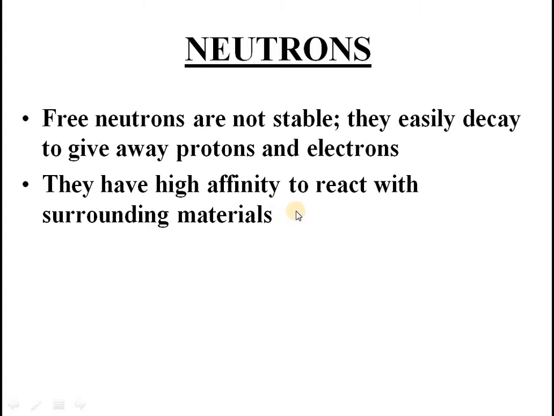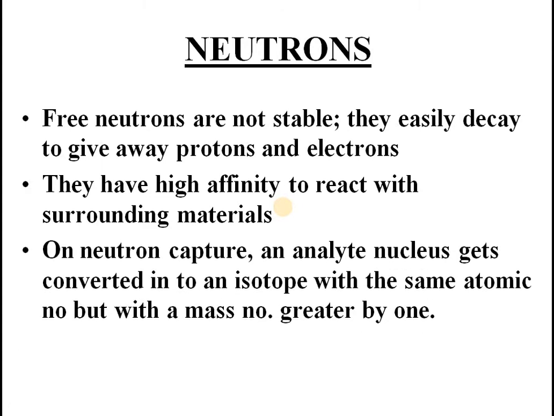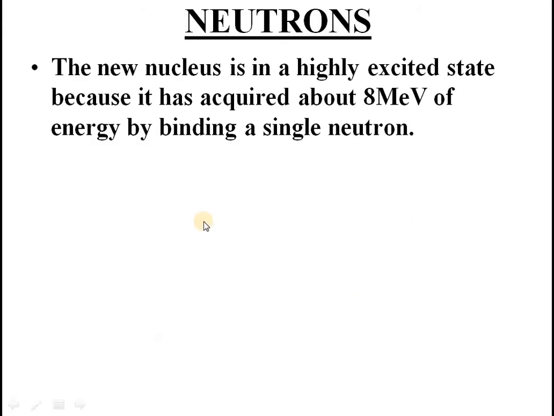The moment they transfer into any gas, solid or liquid material, they start reacting with the neighboring particles, atoms or nuclei. They are highly reactive. That's another property. So even exposing the human body to neutrons is very dangerous because of their high reactivity. And on neutron capture, an analyte nucleus gets converted into an isotope with the same atomic number but with the mass number greater by 1. So the mass number is increased by 1, and that is what leads to instability.